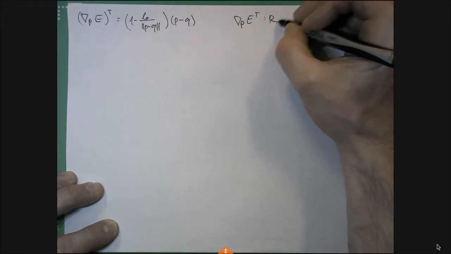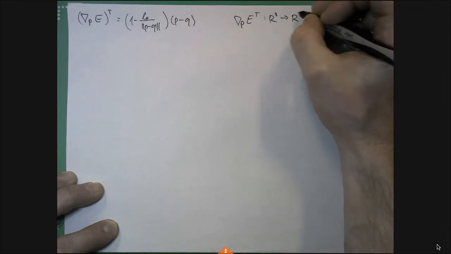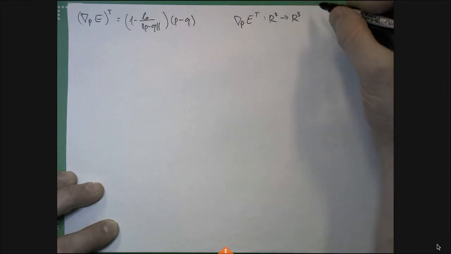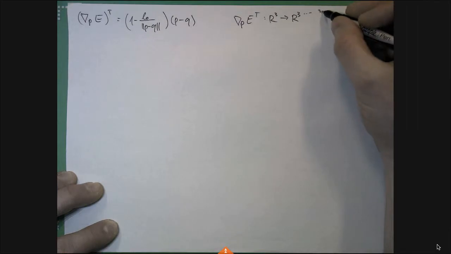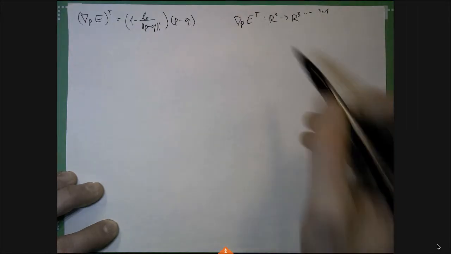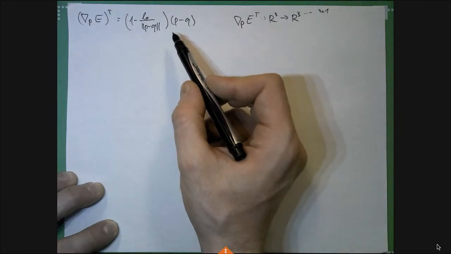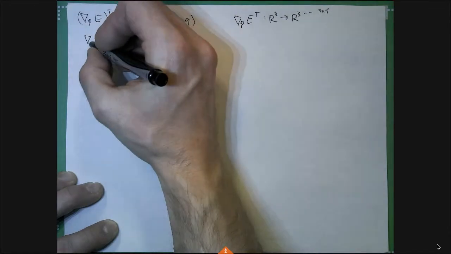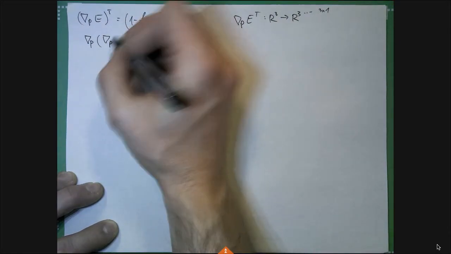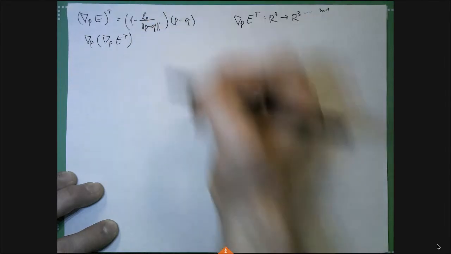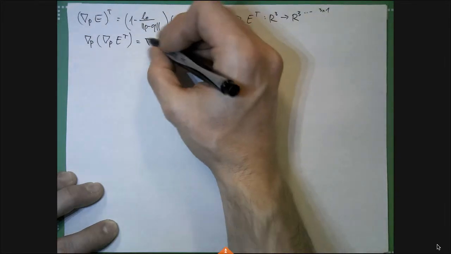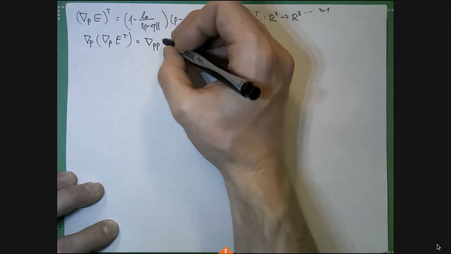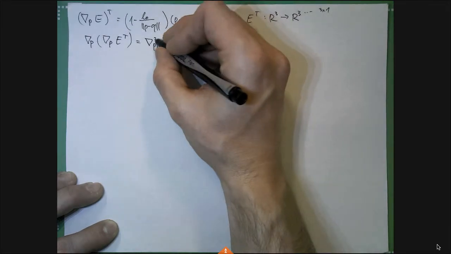So that's a mapping from R3 to R3. Here I made this a column vector, so 3 by 1 if you would like, just to be consistent with my notation. So that's what we have just computed, okay? And what I want to compute now is to differentiate this again. So compute the gradient of the gradient, okay? That's exactly at least the first block of the Hessian, the PP block, okay?